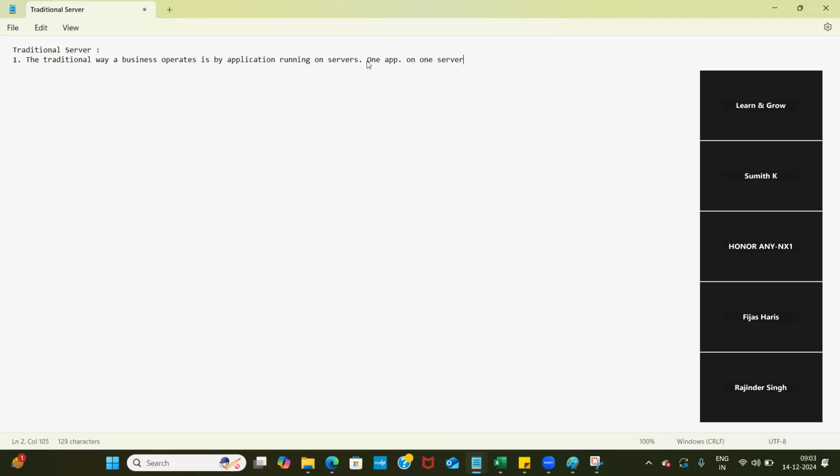At this point, anyone have any doubt? The point one, the traditional way of business operates is by applications running on servers. That is fine, but one application on one server. So that is the point, and we are trying to get some more benefit from this server. In the traditional server, what happens? The operating system doesn't have the capability to run multiple applications.